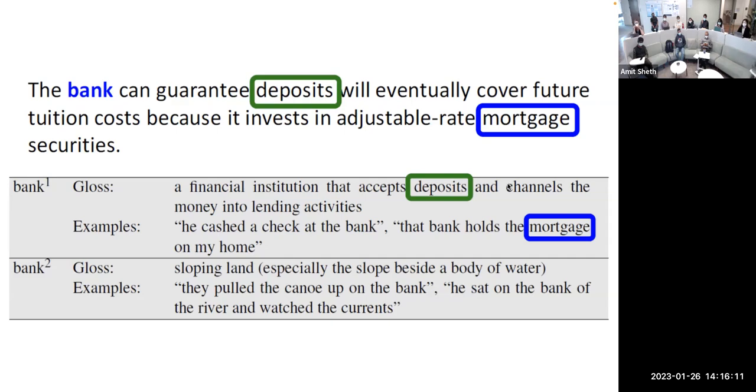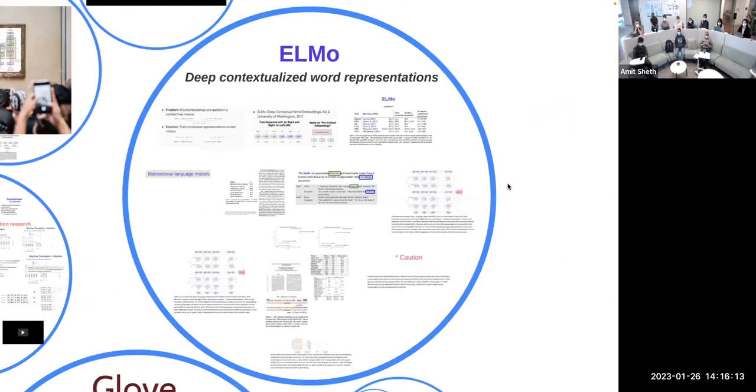Now, when you get word2vec, we don't know how to handle this situation. You have multiple senses and you are getting only one vector. Now, the magic happens. ELMo comes into the picture. ELMo brought in a lot of new things.